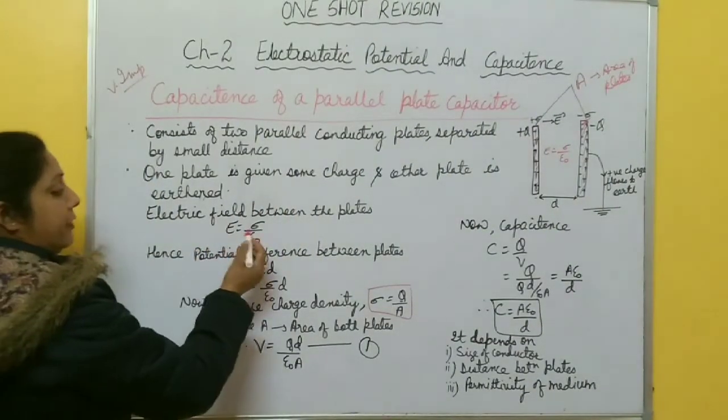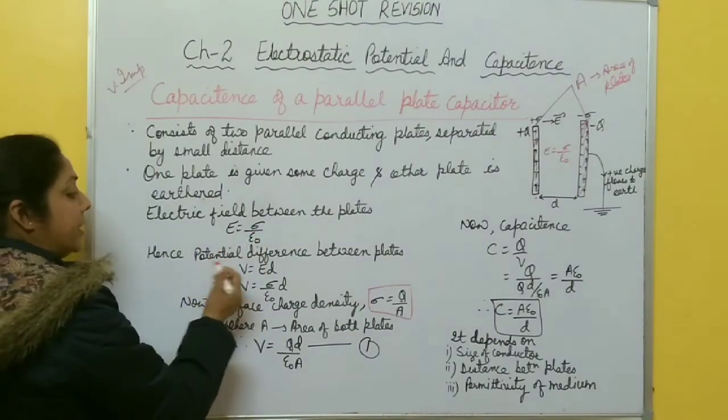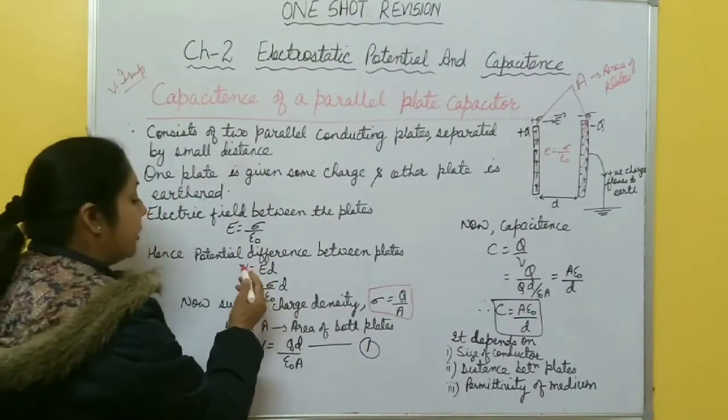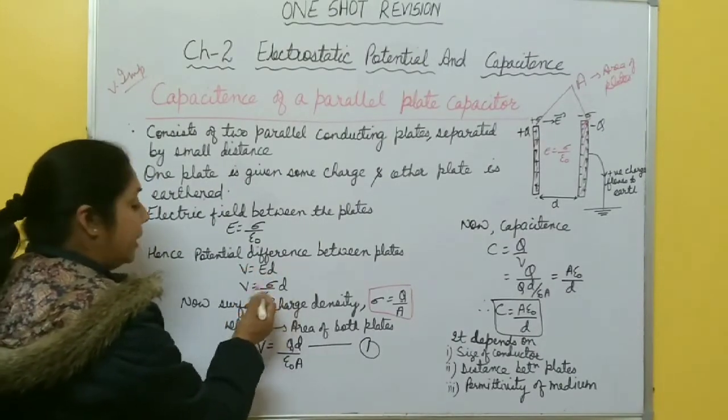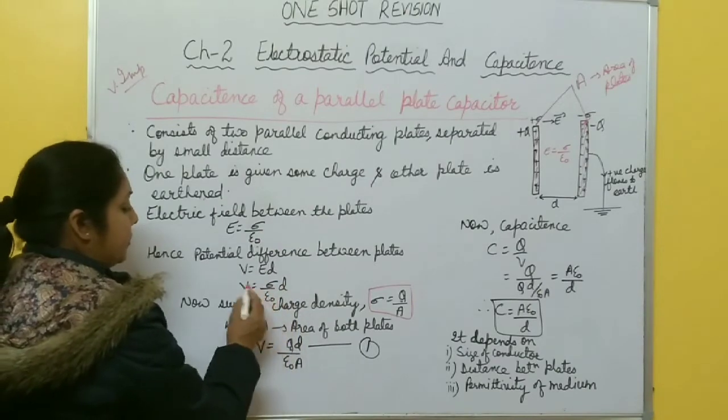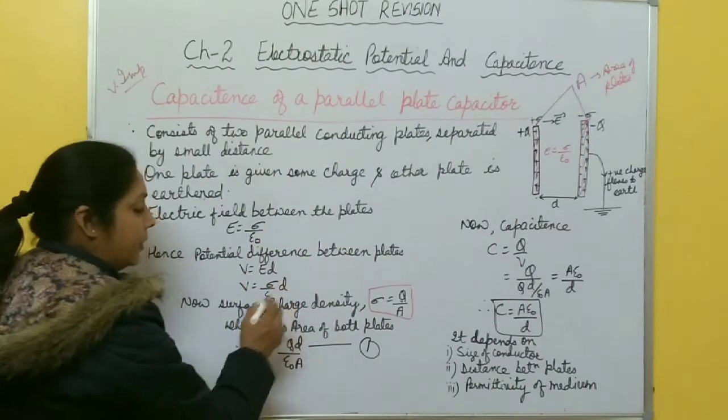Now, electric field is sigma by epsilon naught. The potential difference between the plates is how much? You know the relation between electric field and potential, V equal to E into D. So V equal to E, which is sigma by epsilon naught, into D. So this V becomes sigma D by epsilon naught.